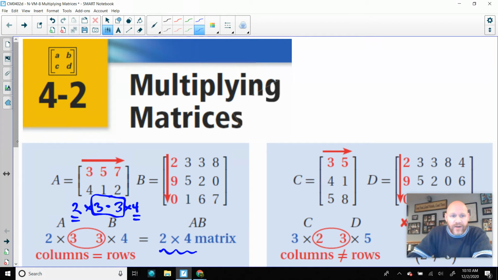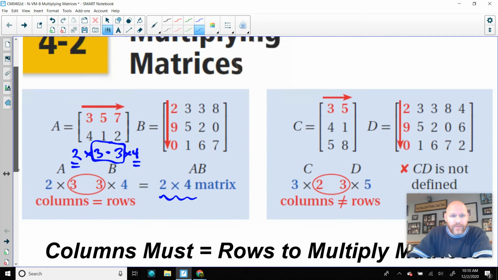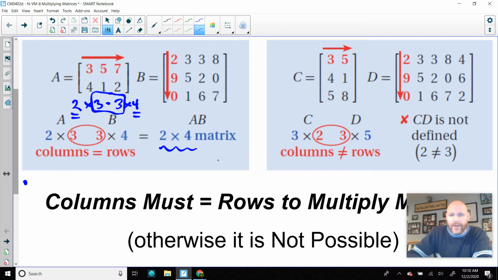If we scroll over here to this other example, oops, fix my small board. I've got to get used to that.